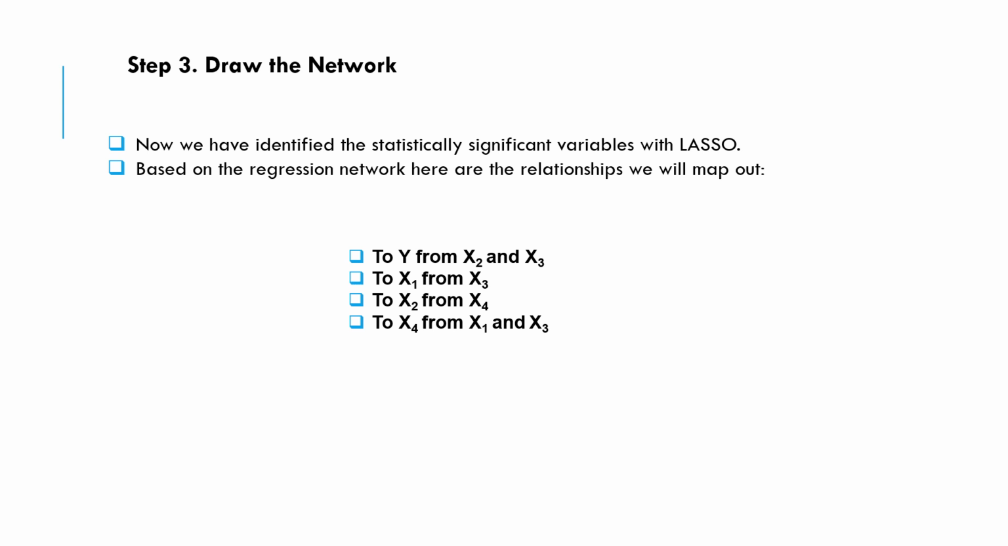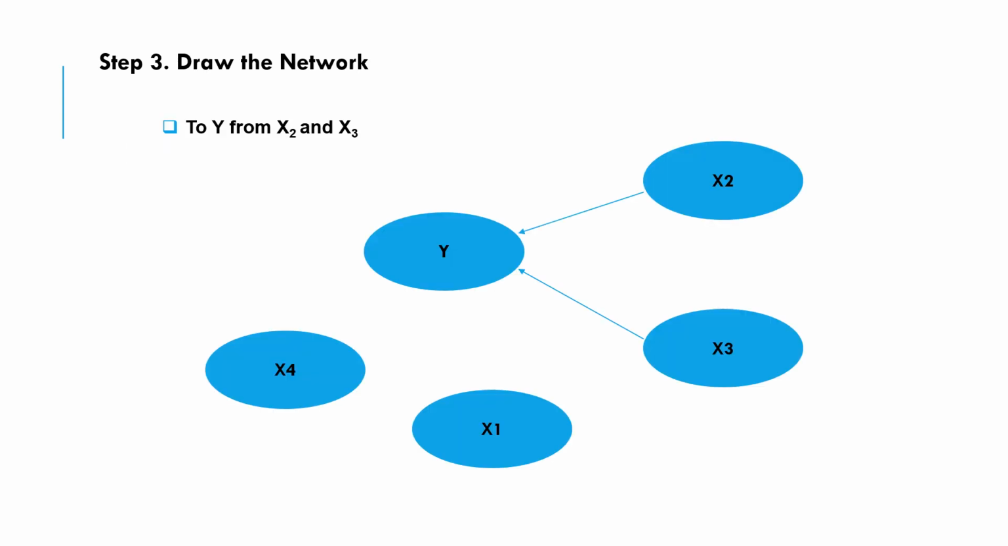So based on the regression network, here are the relationships we will map out. So we need to map out x2 and x3 to y. We need to map out x3 to x1 and x4 to x2 and x1 and x3 to x4. Let's go step by step. So to y from x2 and x3, we draw arcs from x2 to y and x3 to y.